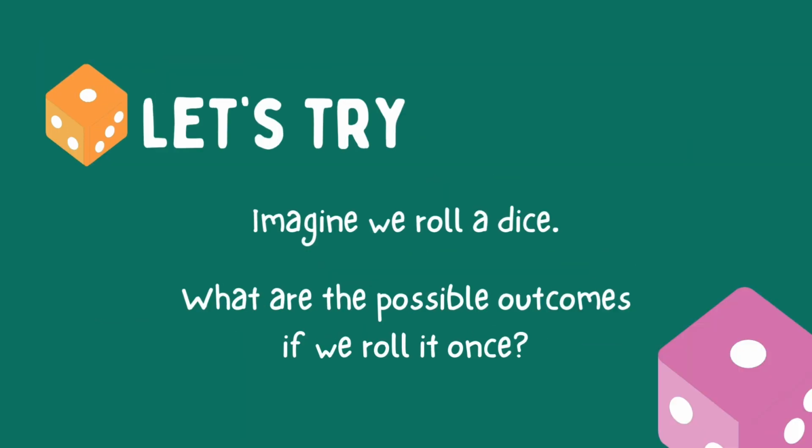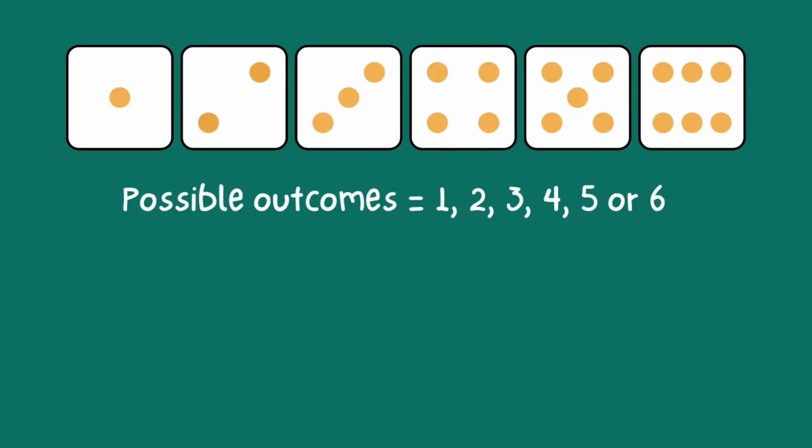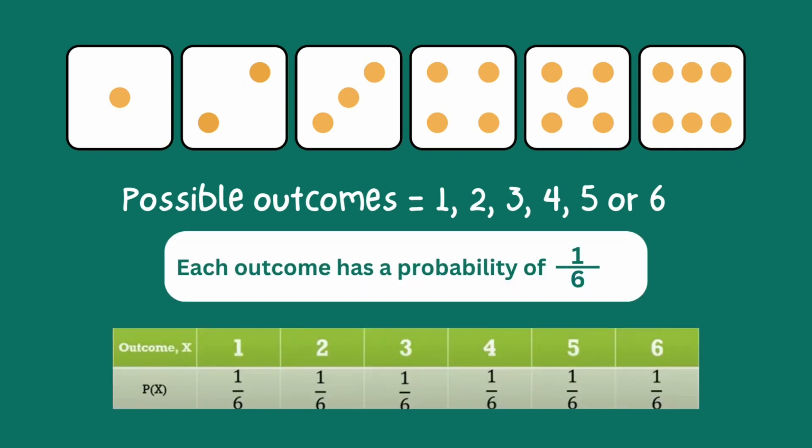Another example, imagine we roll a die. What are the possible outcomes if we roll it once? We all know that a die has 6 faces, which are 1, 2, 3, 4, 5, and 6, which are the possible outcomes once we do the experiment. To get the probability of this, the number of elements in a given event, which is 1 because you only rolled the die once, over the sample space, which is 6.